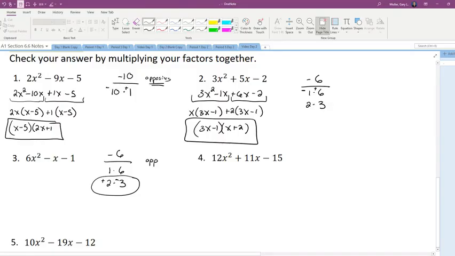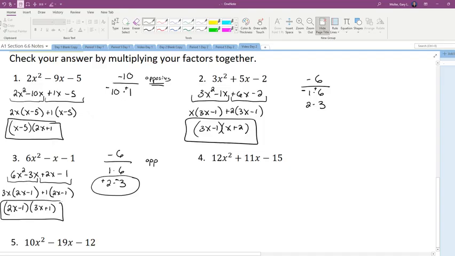Let's put the negative number first. So 6x squared minus 3x plus 2x minus 1. Group. Factor out a 3x. Factor out a nothing, so let's put a plus 1. Doesn't change anything. And now I've got 2x minus 1 times 3x plus 1.